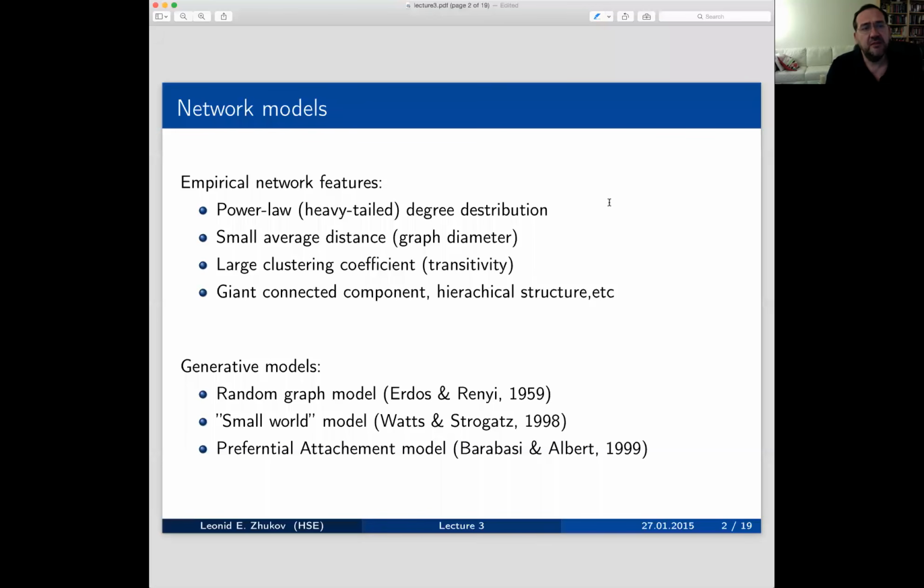The very first model is actually a random graph model that was proposed by Erdos-Renyi in 1959. It was a long time before anybody thought of social networks as well as social networks. It was a mathematical model, but it's a really beautiful and solvable model. So a lot of properties can be calculated really well.